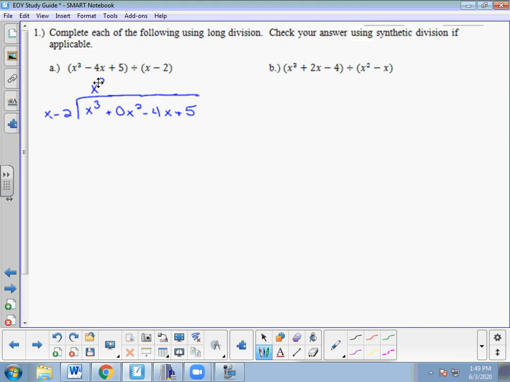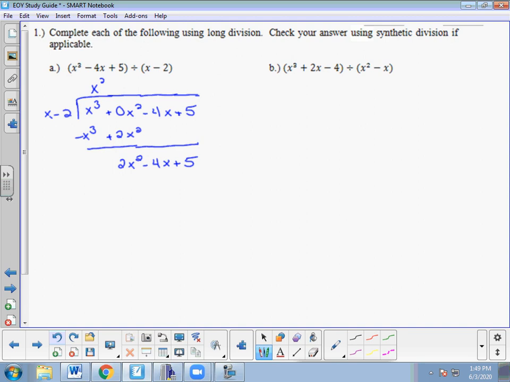Now, what we do with this x squared is we multiply it to the divisor. So I'm going to take x squared times x and x squared times negative 2. So x squared times x is x cubed. X squared times negative 2 is negative 2x squared. We are then going to subtract both of these terms. So that changes the positive x cubed into a negative and the negative 2x squared into a positive. As I subtract these terms, I'm going to be left with 2x squared minus 4x plus 5, bringing down the other two terms of the polynomial.